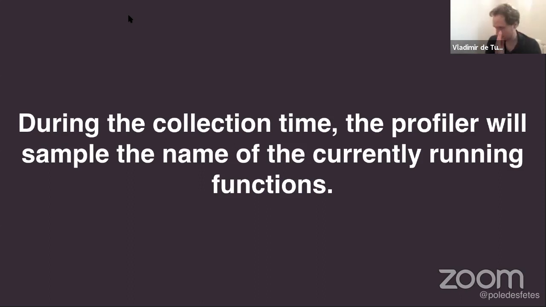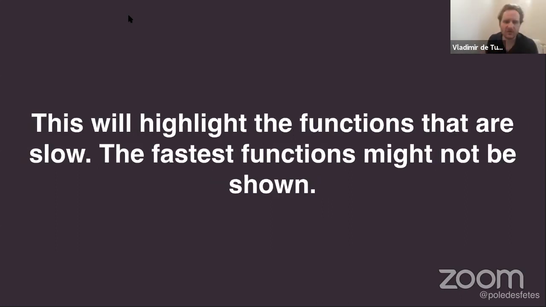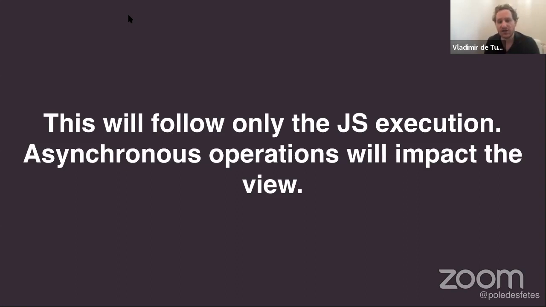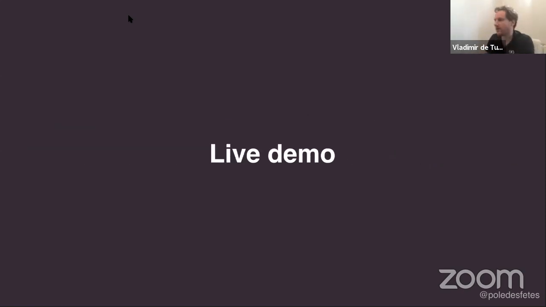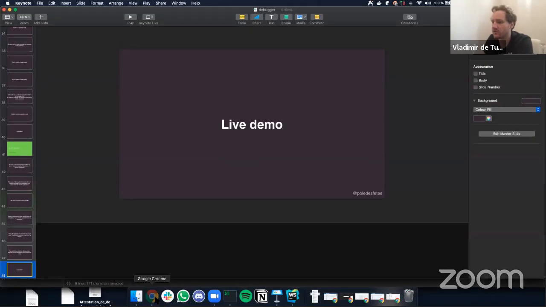So during the collection time, the profiler will sample every n milliseconds the name of the currently running function and why it's running. This will highlight the functions that are slow, but the fastest function won't be shown because it's like a ticking system. And if a function runs quicker than the ticking system, it won't be shown. It will follow the JS execution, meaning that asynchronous operation will actually have an impact on it. And once again, I think it's better to go directly with a demo.